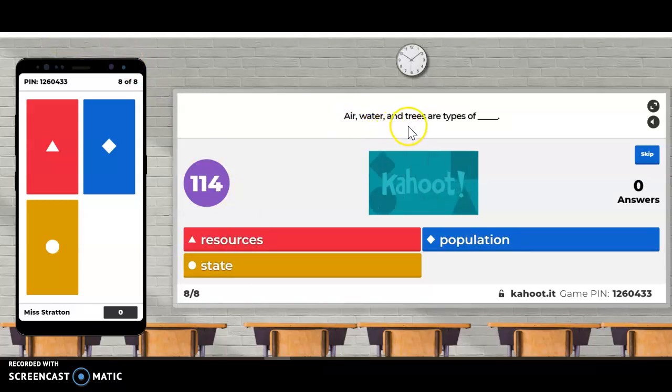Air, water, and trees are types of resources for the triangle in red. Air, water, and trees are types of population for the diamond in blue. Or is air, water, and trees types of state for the circle in yellow?